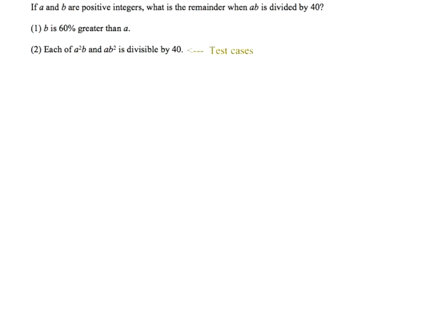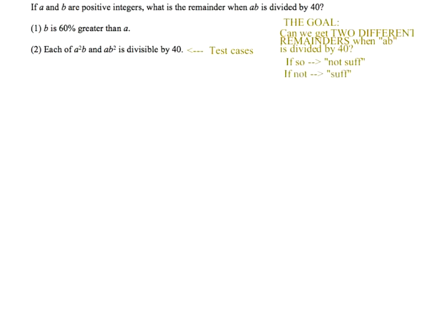So let's test cases. So remember what the goal is. The goal is, can we get 2 different remainders when AB is divided by 40? So if so, then that's not sufficient. And if not, that's sufficient. Again, this is the most fundamental aspect here, but make sure that this is in your head before you get started. So, okay, you need to make this a thing.